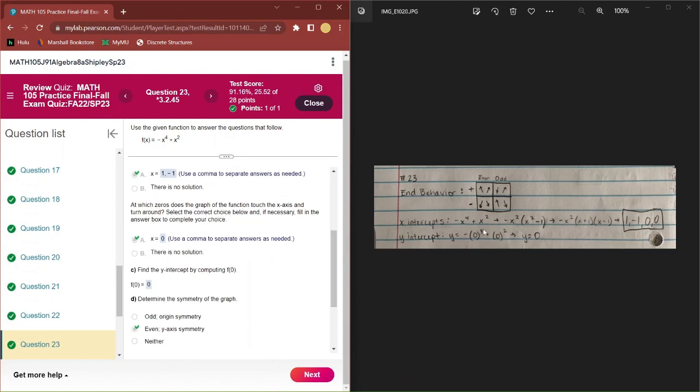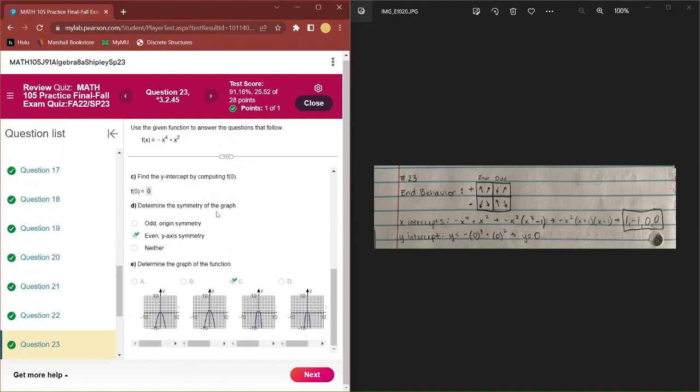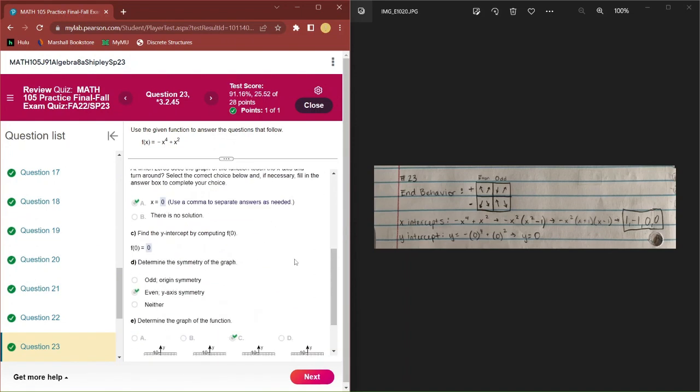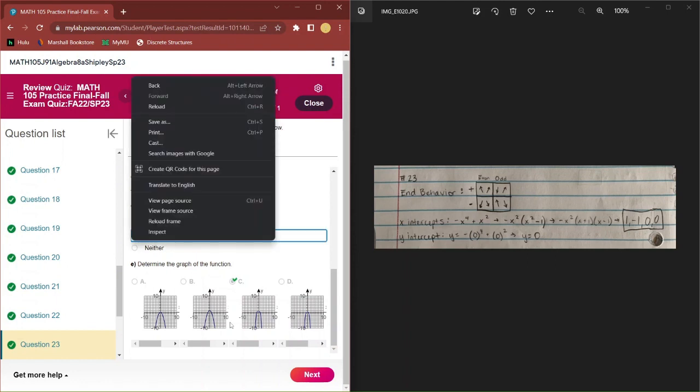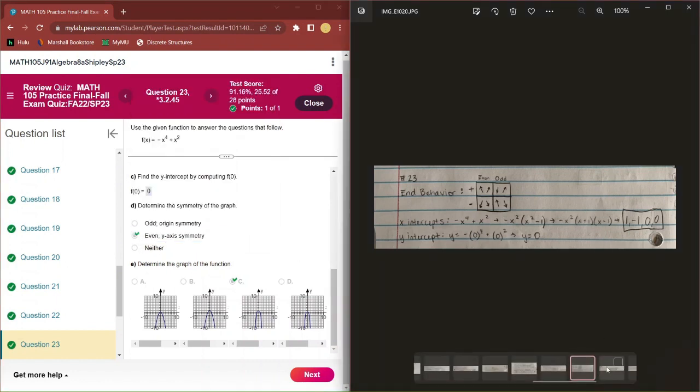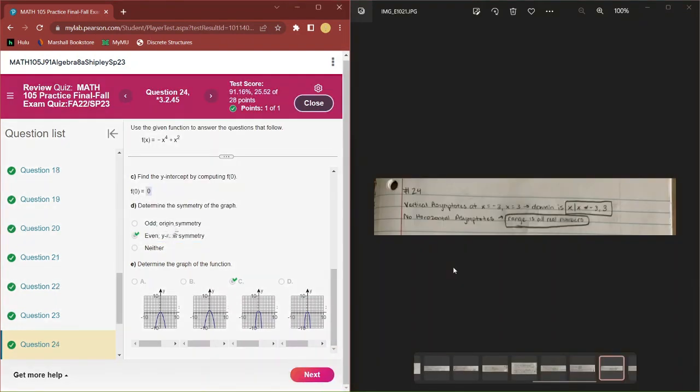For the y-intercept, you set x to 0, and you just find the y-intercept at 0. And then the symmetry of the graph, as you can see, it's down here. It's cut right down the middle, just by graphing it according to everything. I usually like to do the graph first and then answer this question, but do what you want.